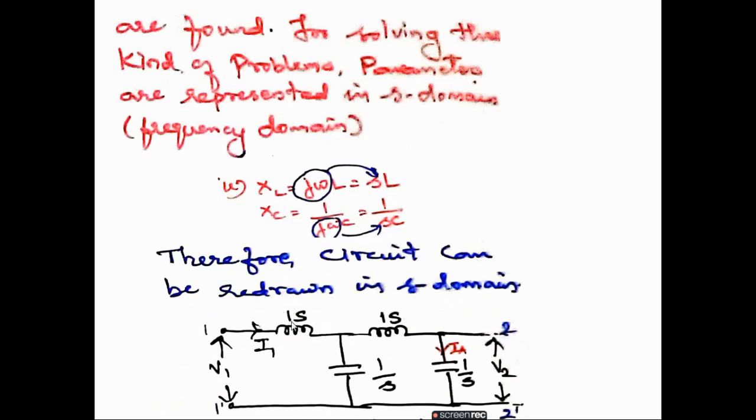You can see here 1S. If you are getting inductance value 5, then it is 5S. If you are getting capacitance value as 2 farad, then it is 1 by 2S. Here we got only 1, that's why we have not mentioned anything.